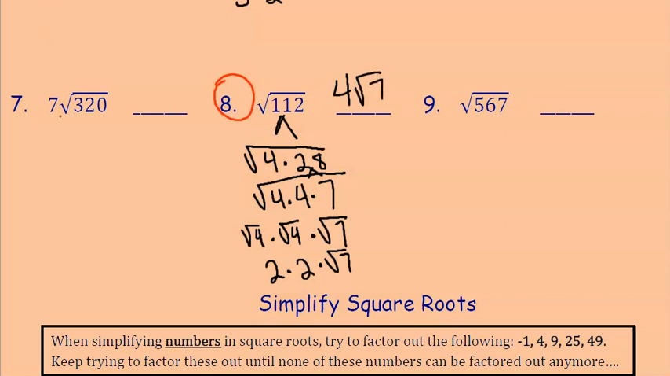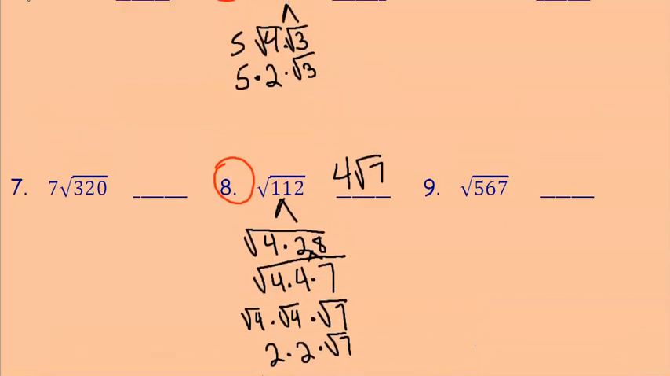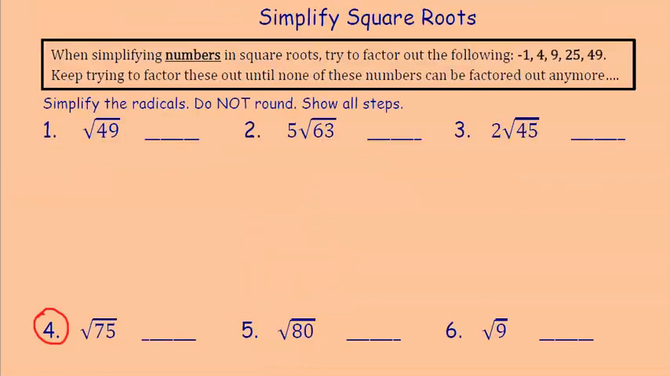Pause the video and try the other problems on this page. Check your work and then move on to the next page. Page 20. We're simplifying square roots. Some of the radical expressions could have perfect squares, or they could already be simplified. There's one on this page that is already simplified, and 2 of them that are perfect squares. See if you can find those.